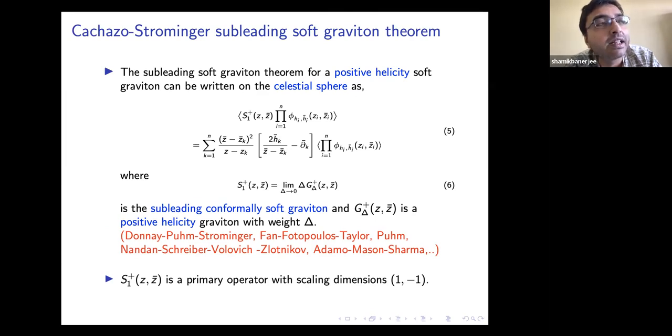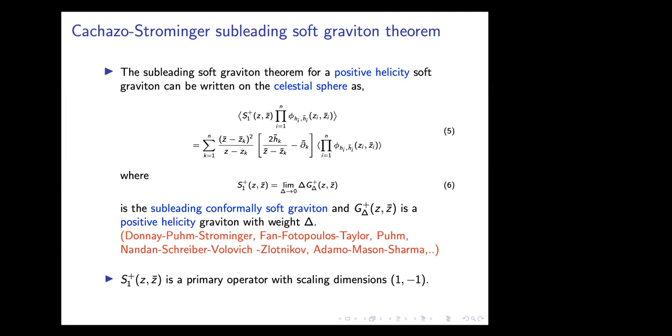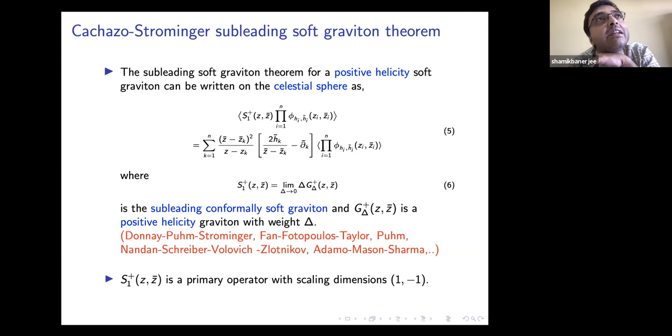Cachazo-Strominger, so that does not get. I don't know. I'm asking. No, I think at tree level, this subleading soft factorization, not for the gluons, but for the gravitons actually. So that will not change.